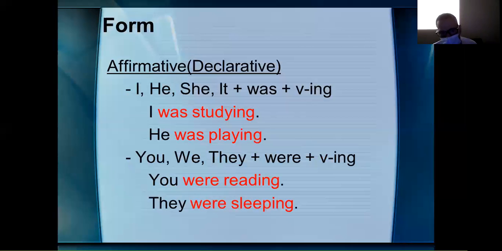It's very easy. Okay, so I, he, she, it plus was plus the verb plus ing. But you, we, and they plus were plus the verb plus ing. So the plural with were, the verb plus ing, and the singular, of course, we use was. It's simple. You know, it's the same usage of verb to be in the past, plus verb plus ing. Okay.